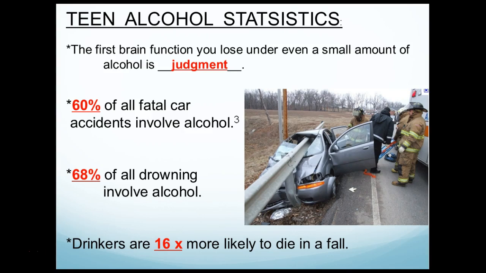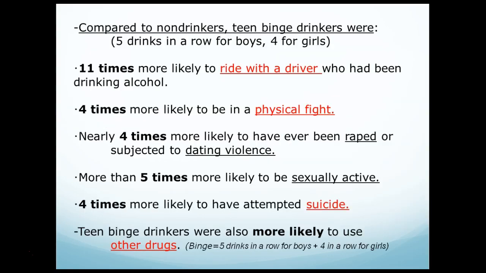The first brain function you lose, even under the smallest amount of alcohol, is judgment. And you can see that obviously this is why it's becoming one of the leading causes of death, contributing to accidents. For teenagers, 60% of all fatal car accidents involve alcohol. 68% of all drownings involve alcohol. Drinkers are 16 times more likely to die in a fall because of alcohol compared to non-drinkers.